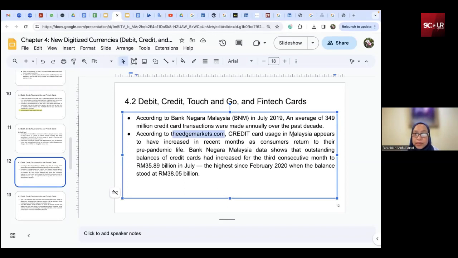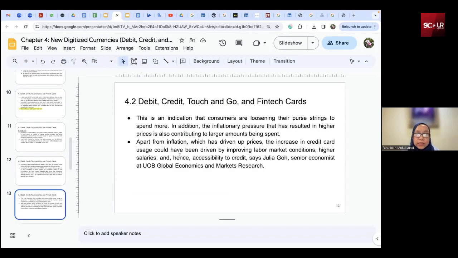DHmarket.com says credit card usage in Malaysia appears to have increased in recent months as consumers return to their pre-pandemic life. After the pandemic, orang tak ada duit kan, so banyak buat loan lah guna credit card. Data shows that the outstanding balance on credit cards has increased for the third consecutive month to 35.89 billion in July. So banyak lah, during the pandemic, the usage of credit cards increased. This is an indication that consumers are loosening the purse strings to spend more.